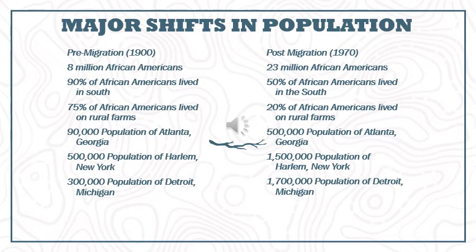When the Great Migration ended in 1970, its demographic impact was undeniable. In 1900, 9 out of every 10 Black Americans, or 90%, lived in the South, and 3 out of every 4, or 75%, lived on rural farms. By 1970, the South was home to only half of the country's African Americans, or 50%. And only 1 in 5, or 20%, lived in the region's rural areas.